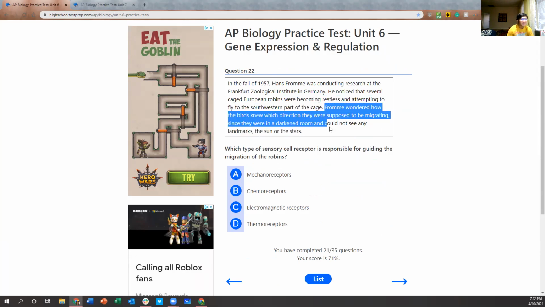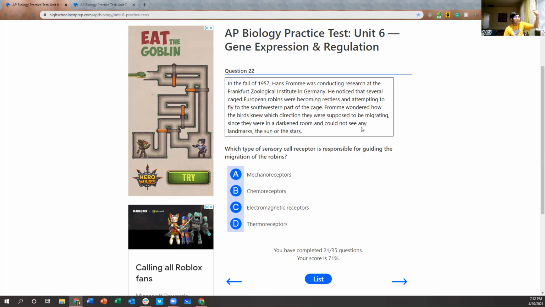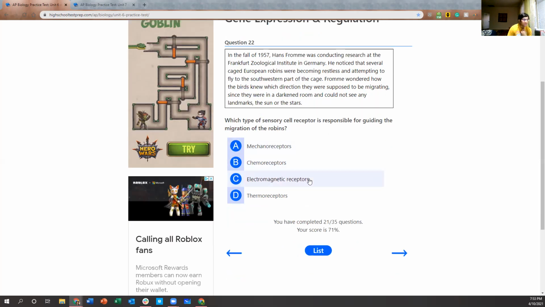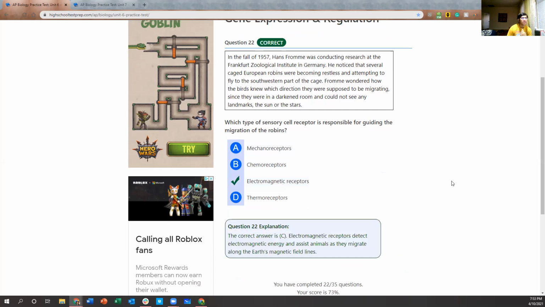So if they can't see anything, but they're still migrating to the south, then that suggests that they probably have some sort of magnetic receptors that know the Earth's magnetic field. So that's probably an electromagnetic receptor.